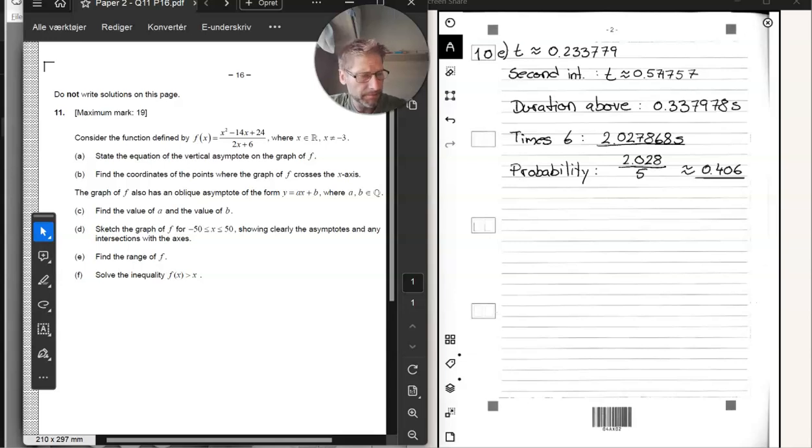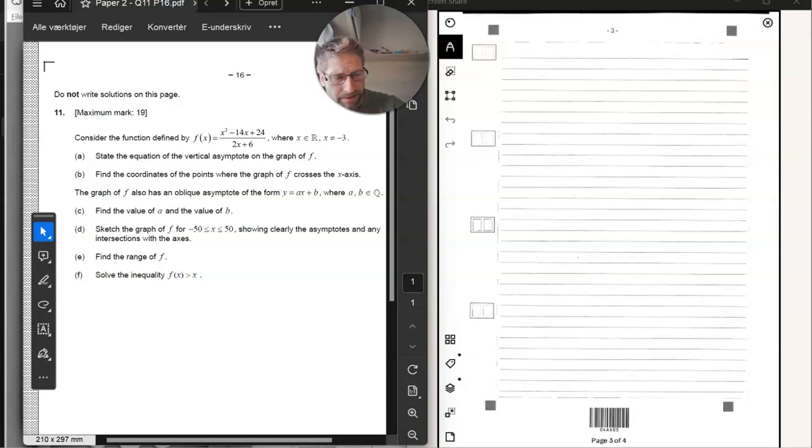Moving on to question 11, we remember that you're not supposed to start a new question on the same page as you have answers to a previous question. So we skip to a blank page in the answer booklet and write now it's question 11. Question 11 gives us a function that is this lovely, it's called a rational function if you have a polynomial divided by another polynomial, defined for all values of x except when x is -3, because in that case we get to divide by 0. And A asks us to state the equation of the vertical asymptote on the graph of f.